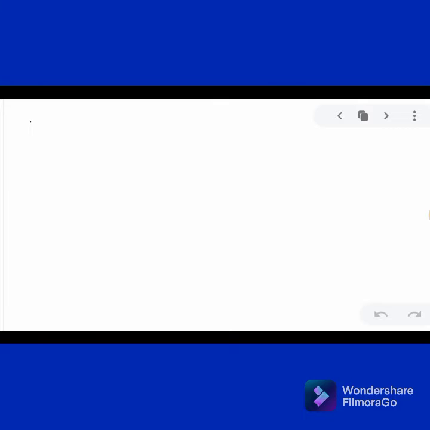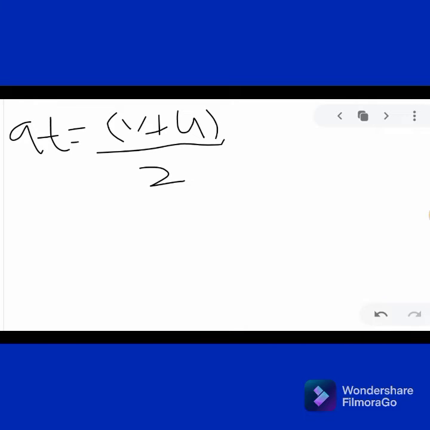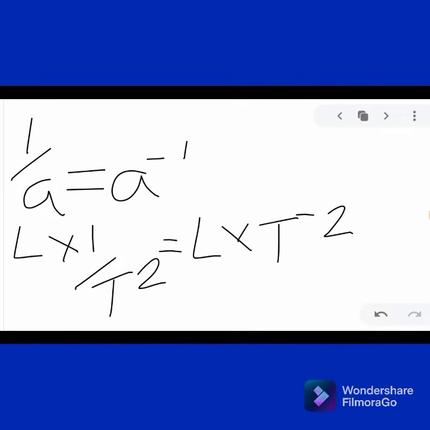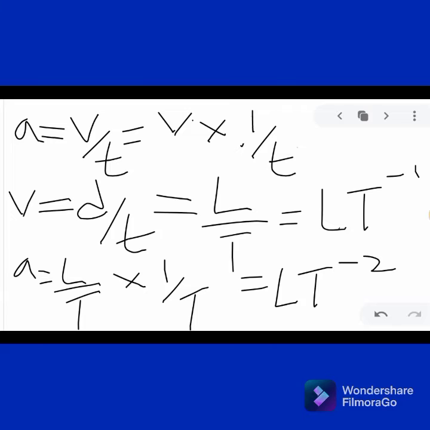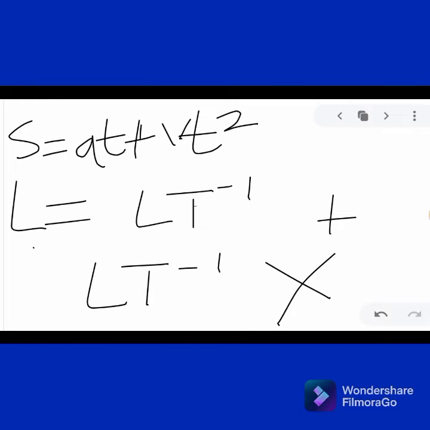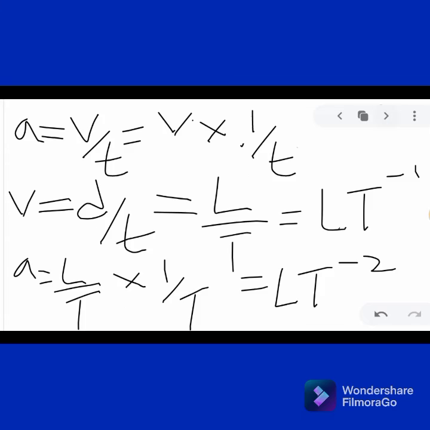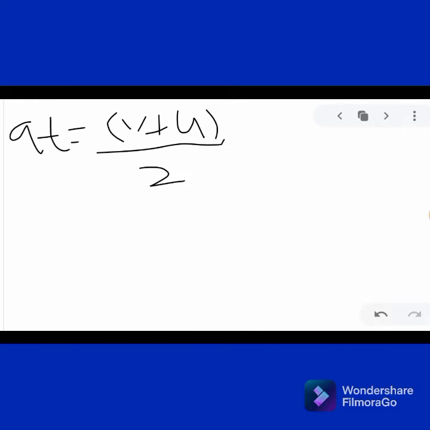We have AT equal to V plus U all over 2. So luckily for us, we already have a dimension for acceleration times time. We've got that acceleration is L T minus 2. Acceleration times time on its own is already L T minus 1. So let's just put it down quickly: L T minus 1. First of all, let me just simplify this for you.